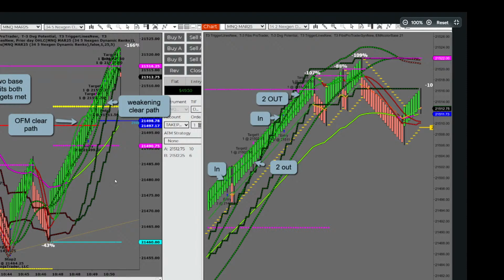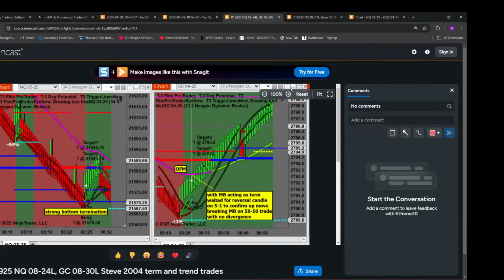Good stuff. Momentum, not quite a clear path. That one has a good chance of hurting you, there's no doubt about it. But good stuff, Andy. All right, Steve with the triple.